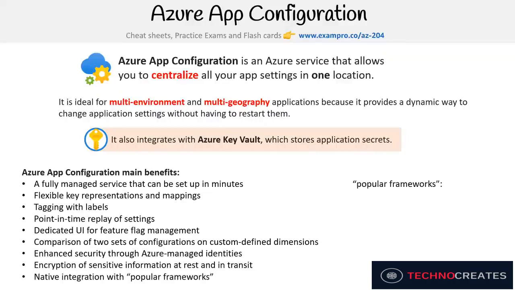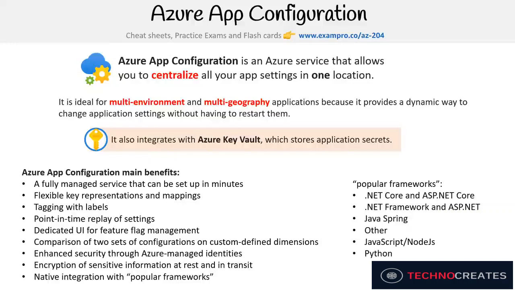And when we say popular frameworks, we're talking about things like .NET Core, ASP.NET, .NET, Java Spring, JavaScript, Node.js, Python, Azure Functions, .NET Core. So no Rails, no Laravel, no Next.js. So I'm not sure what they mean when they say popular frameworks, but you can still integrate them because they do have language support. But there you go.